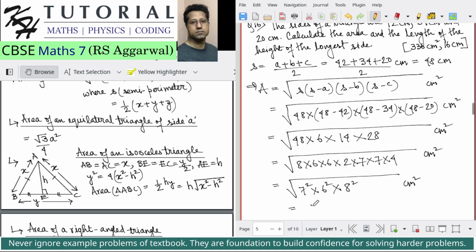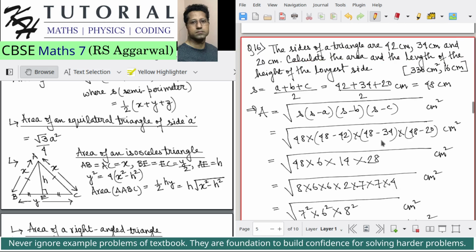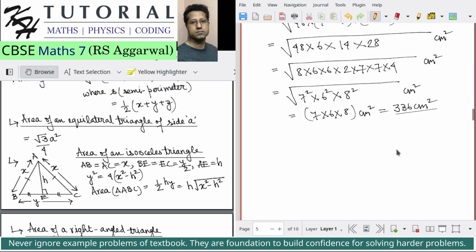So this is equal to 7 multiplied by 6 multiplied by 8, this much centimeter square, and this is equal to 42 multiplied by 8 is 336. So this is 336 centimeter square. So now we have to find the height of the triangle corresponding to the side of length 42 centimeter.